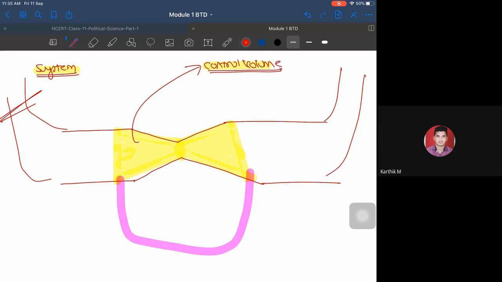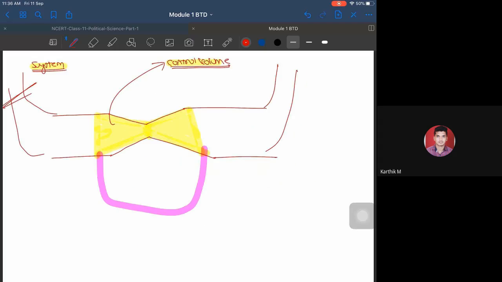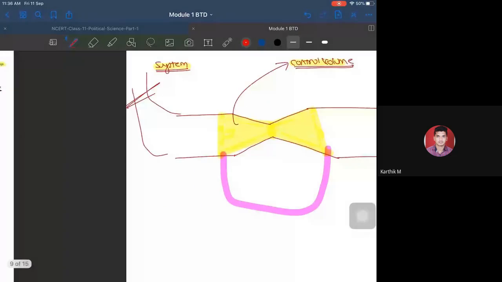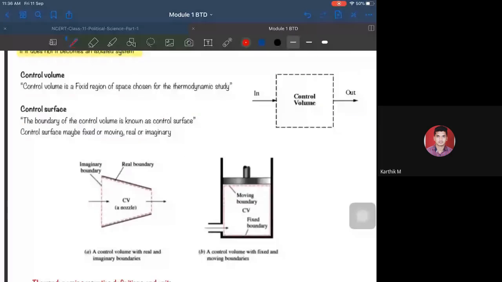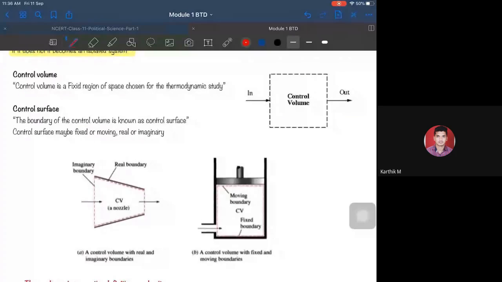So control volume is a part of a system, a region of space within the system where exactly you are concentrating your studies. That is your control volume. Hope you got this. Yes, sir. Okay, take the notes for the control volume. Hope you have taken this already, correct? No, sir, we have to take. Okay, so control volume and control surface, you just take the notes of it.